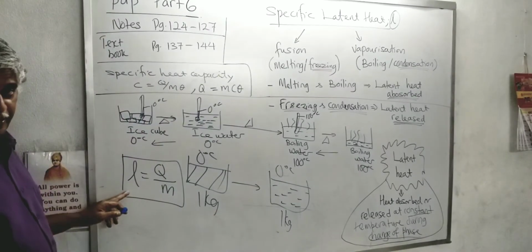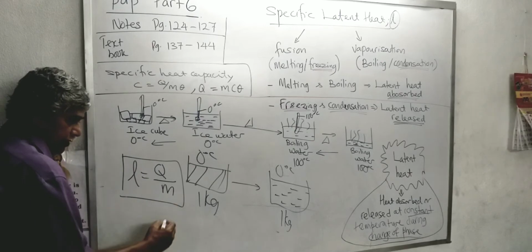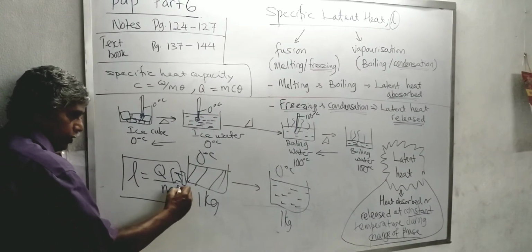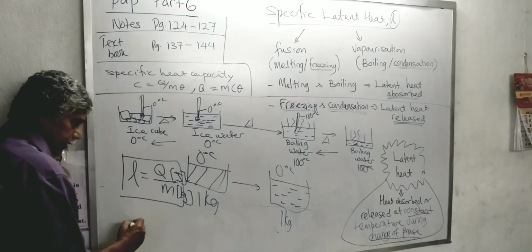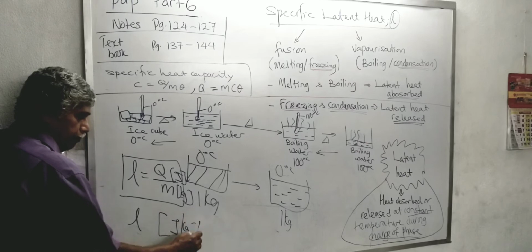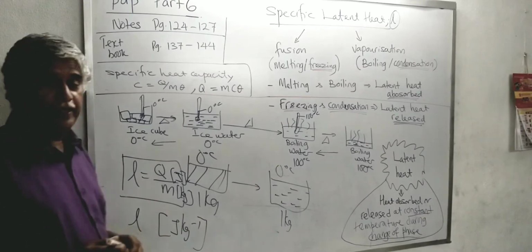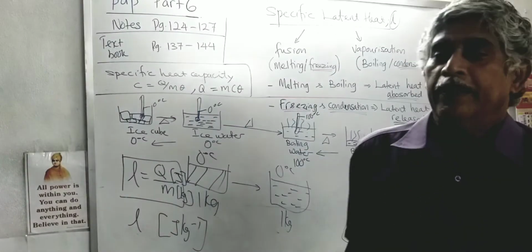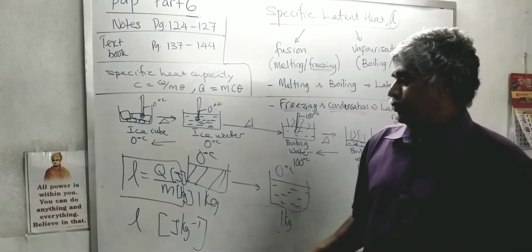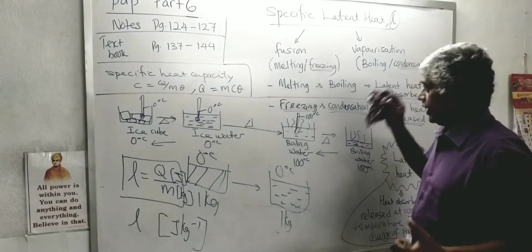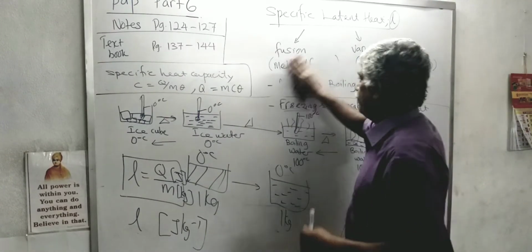This is my formula. So if you look at the unit, amount of heat is joule, mass is kilogram. So latent heat, the unit is joule per kilogram, meaning the amount of heat required to change 1 unit of mass of a substance to change its phase without changing temperature. Okay, let us now look at a specific example.